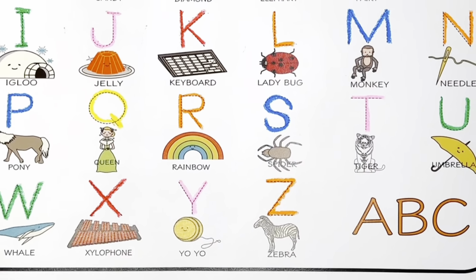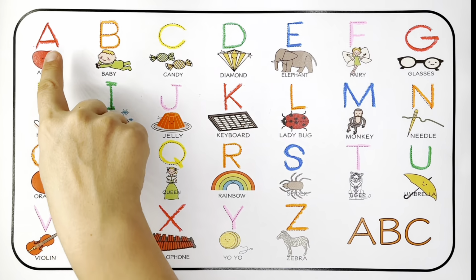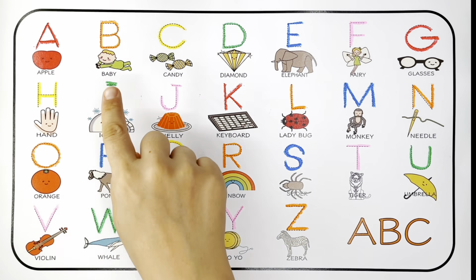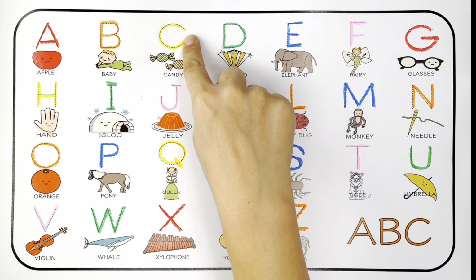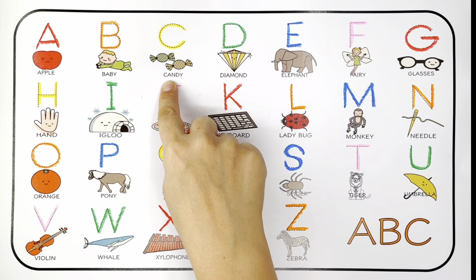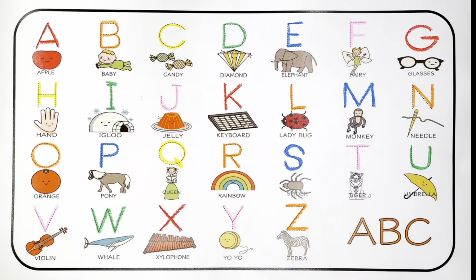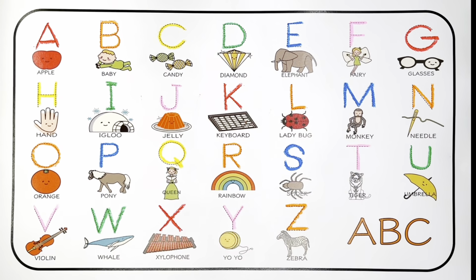Z is for zebra. Now repeat the letters with me. A is for apple. B. B is for baby. C. C is for candy. D. D is for diamond. E. E is for elephant.